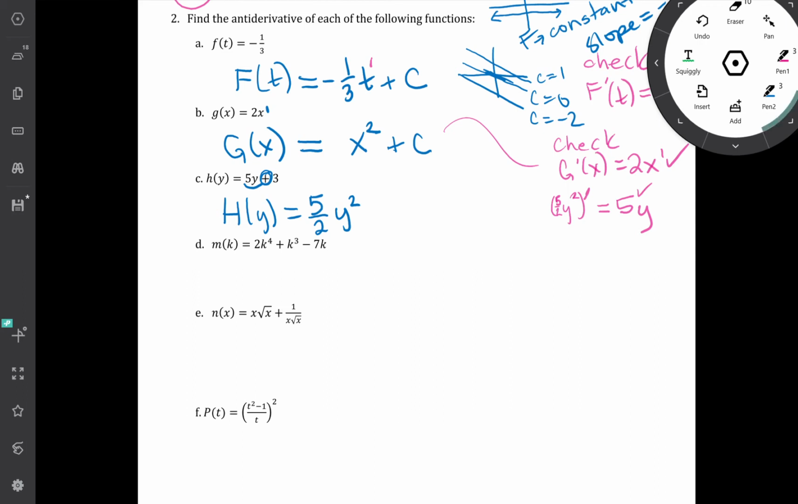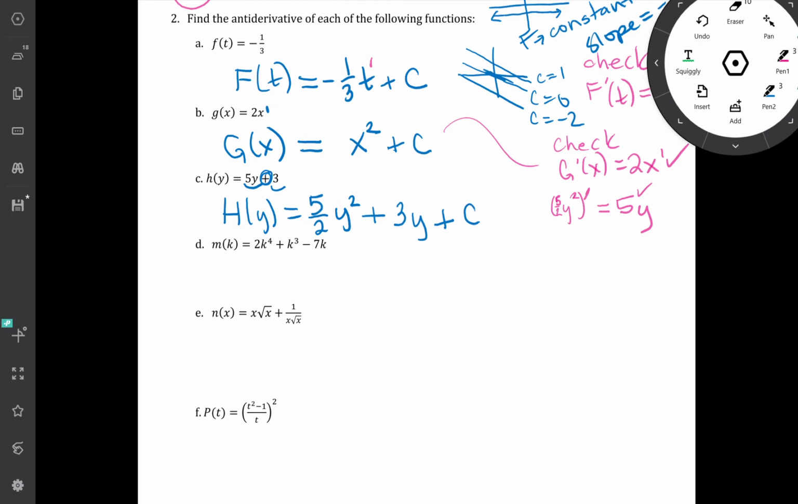I still need to deal with the second part. So the second part is, what is the antiderivative of a plain old 3? And the answer is, it's a 3y. So that's back to that: if you have a constant, the antiderivative should be linear. And then we have to add our c, and we can tack on the rest of this to our check.